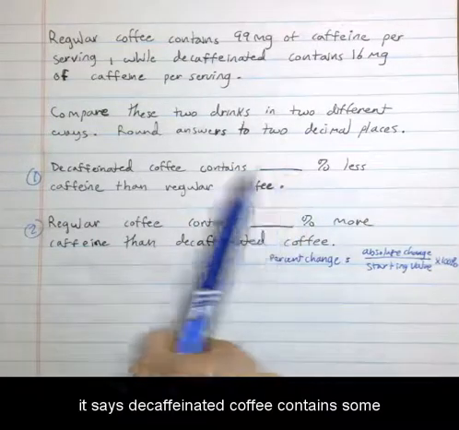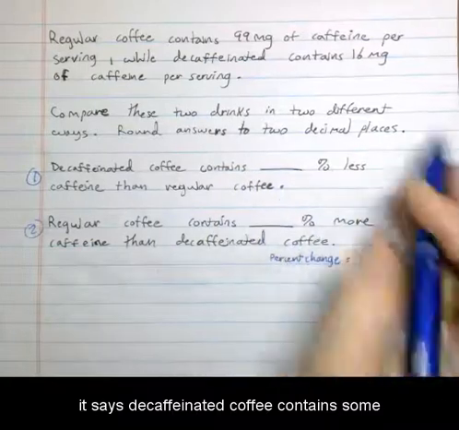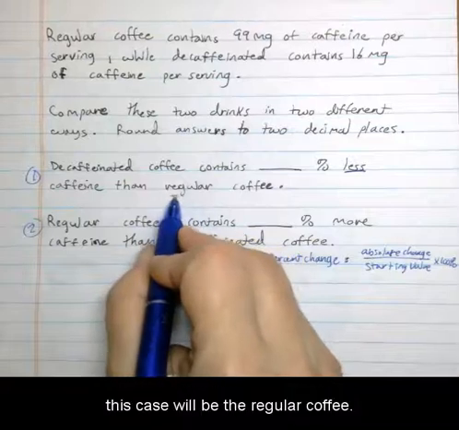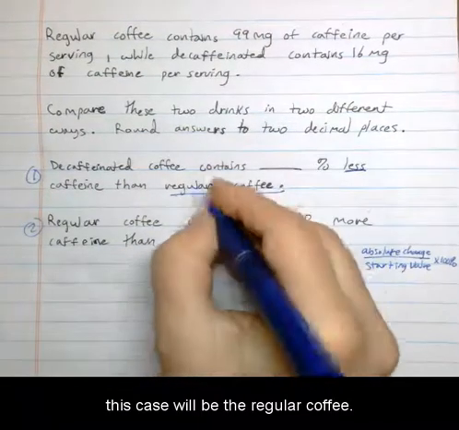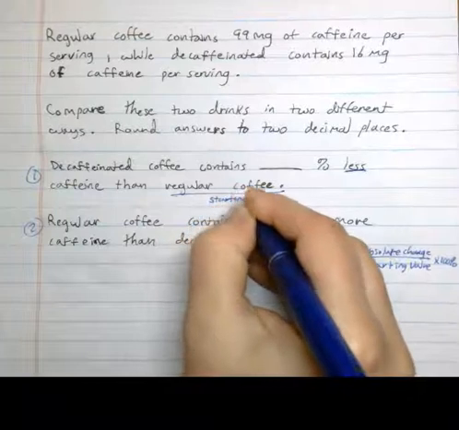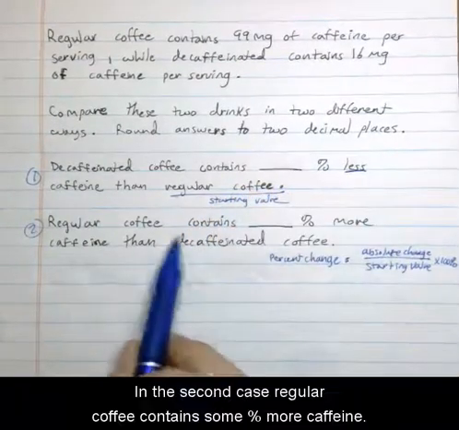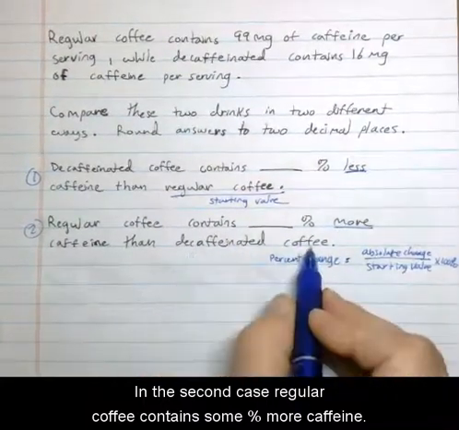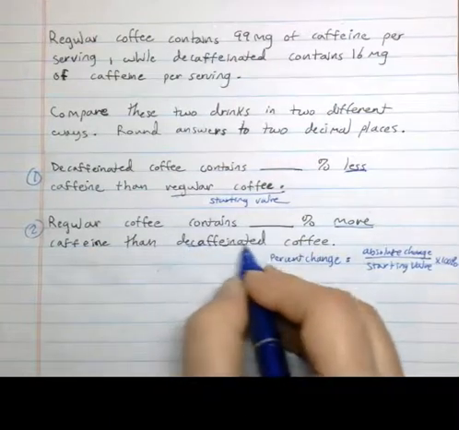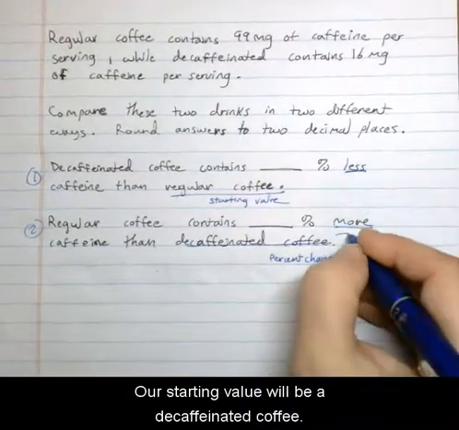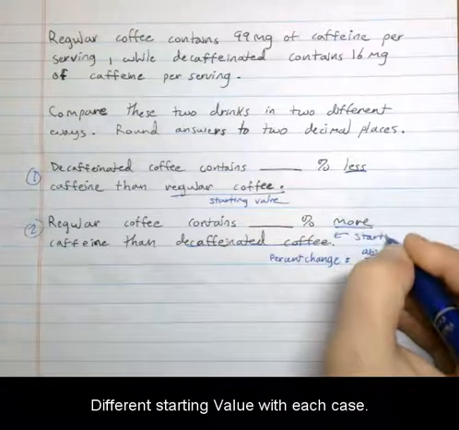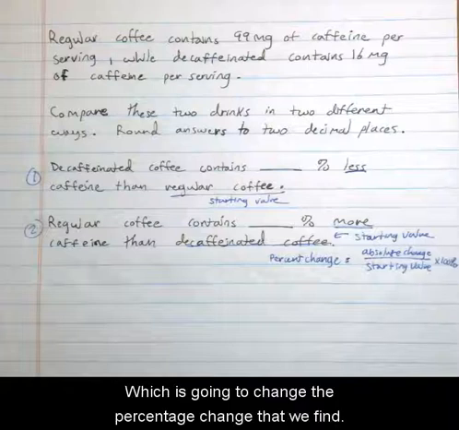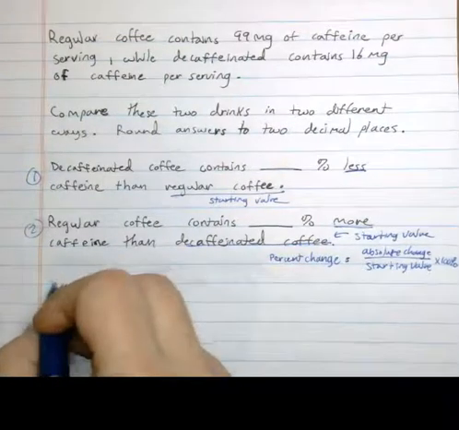For this first one, it says decaffeinated coffee contains some percent less caffeine than regular coffee. Our starting value in this case will be the regular coffee. In the second case, regular coffee contains some percent more caffeine than decaffeinated coffee. In this case, our starting value will be the decaffeinated coffee. So we'll have a different starting value with each case, which is going to change the percent change that we find.